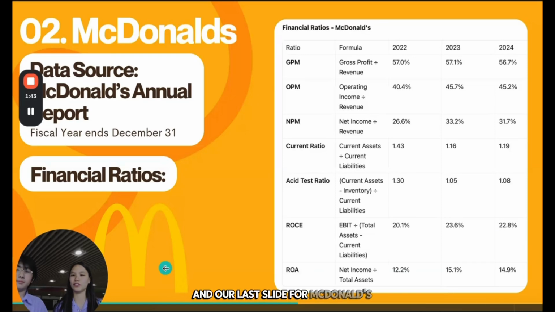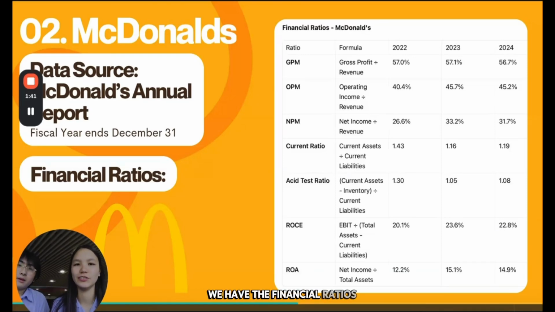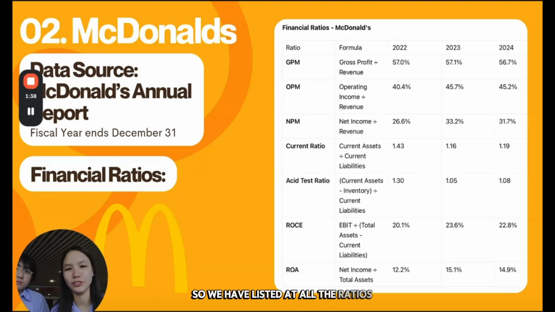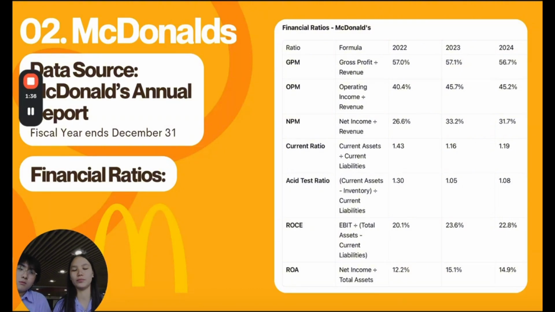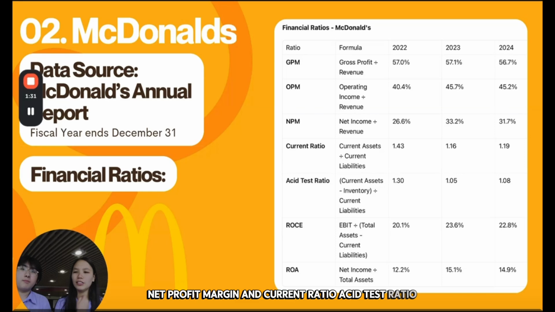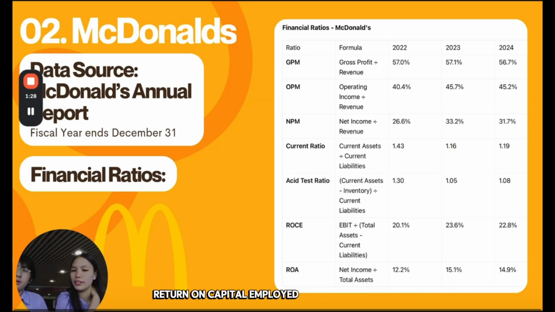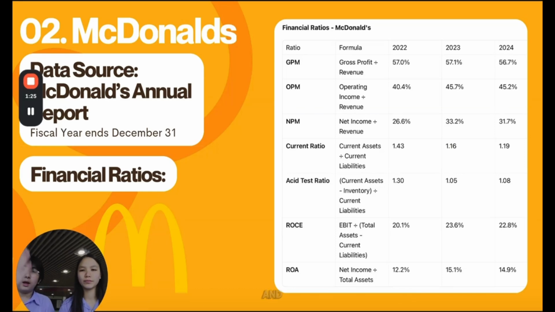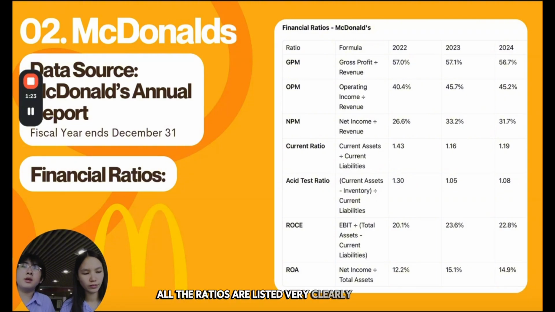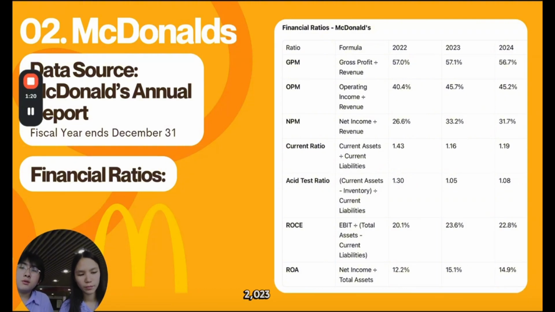And our last slide for McDonald's, we have the financial ratios. So we have listed out all the ratios, starting with gross profit margin, operating profit margin, net profit margin, and current ratio, acid test ratio, return on capital employed, and return on assets. And all the ratios are listed very clearly from 2022, 2023, and 2024.